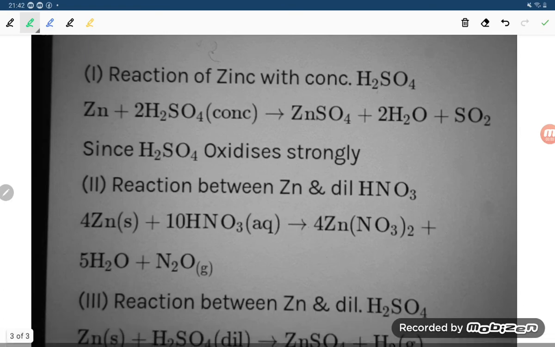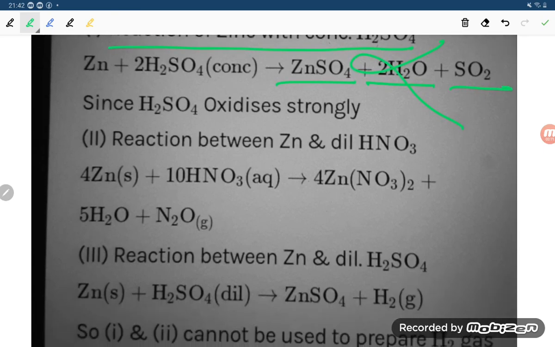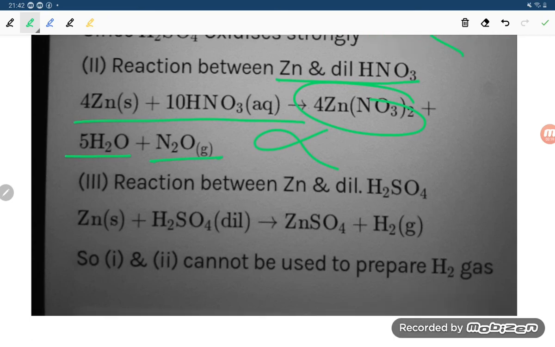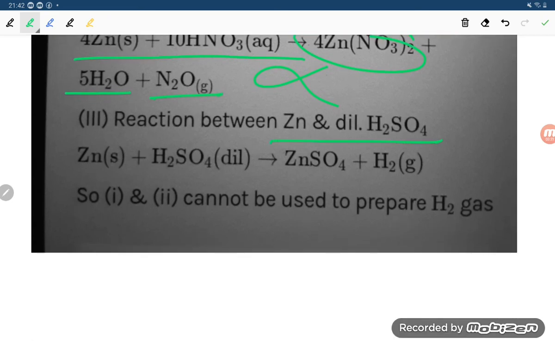Here you see, the reaction of zinc with concentrated H2SO4 gives zinc sulfate, water and SO2, so there is no H2. Now the reaction of zinc with dilute HNO3 gives zinc nitrate, water and N2O, so this is not correct. The reaction between zinc and dilute H2SO4 gives zinc sulfate plus H2, so it is being used. So the first and second cannot be used for the preparation of H2 gas.